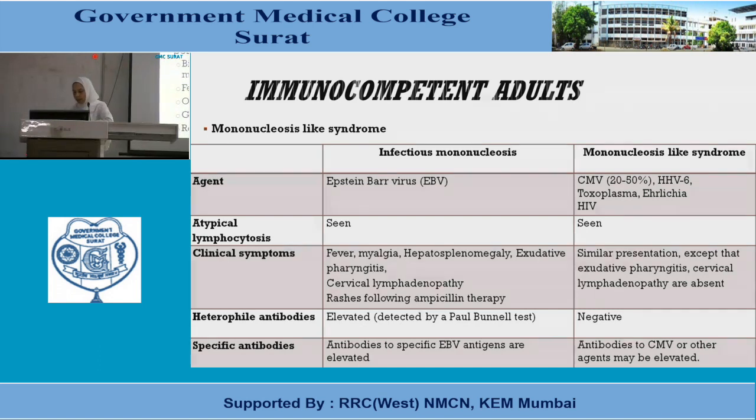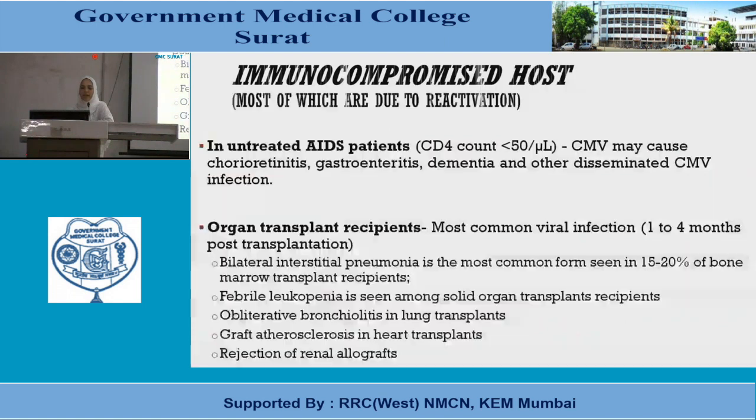What you see in immunocompromised hosts, most of which are due to reactivations, like in untreated AIDS patients when the CD4 count is less than 50, CMV may cause chorioretinitis, gastroenteritis, dementia, or disseminated CMV infection. Though we are seeing it less now, one must know because you may have patients like that.